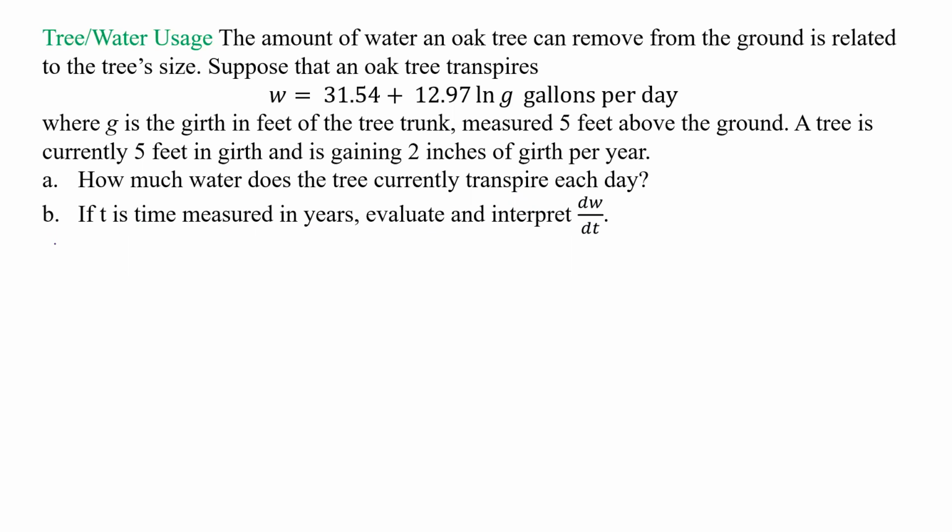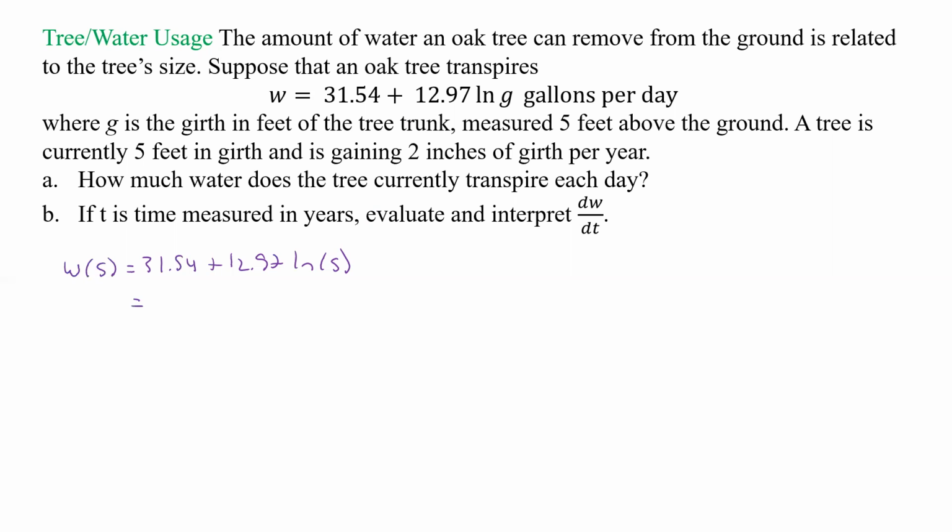Okay, so what do we need? Well, how much water does it currently transpire? That means we need to find out what W is, and we know that G, the girth, is 5 feet. So we can just say W of 5 is equal to 31.54 plus 12.97 ln of 5. Okay, so now we just plug in 5 for ln, times that plus that. And if we plug all that in, I'm just going to do this on my hand calculator.